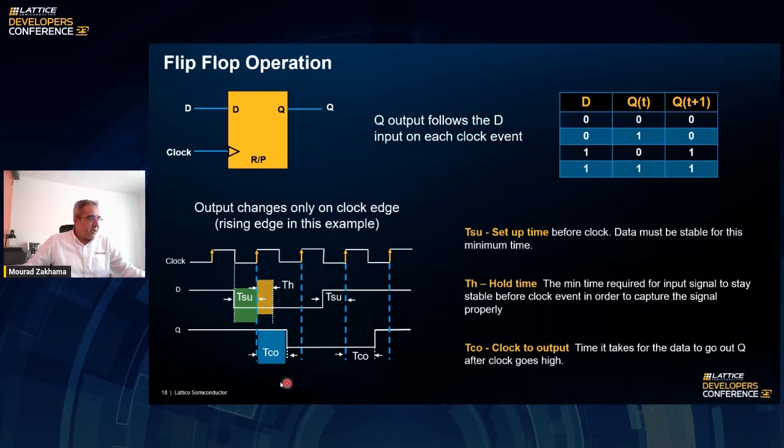The other timing that is important to take into consideration is what we call TCO, or clock to out. So from the time the clock edge happens, it takes a TCO to have a stable output of the flip-flop. Before that time, the data may not be stable and not reliable. So we have to take all these timings into consideration in order to make sure that our design is reliable.